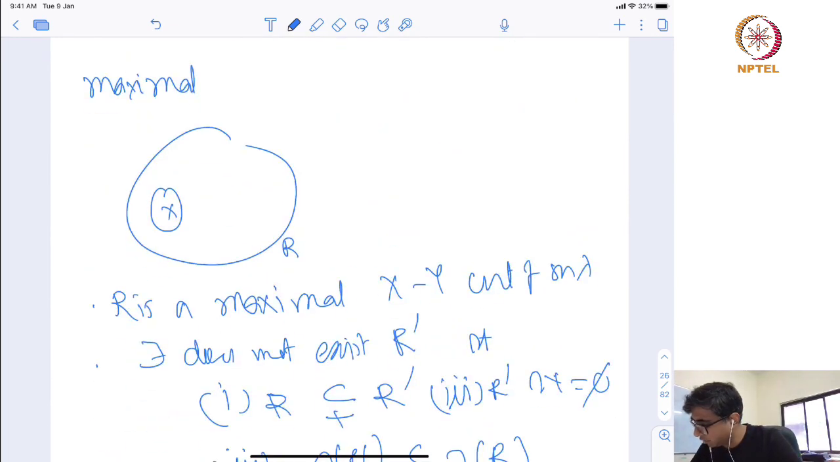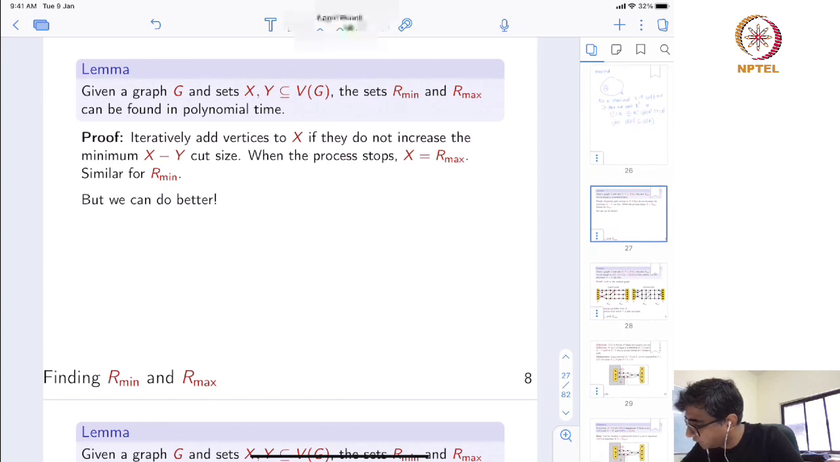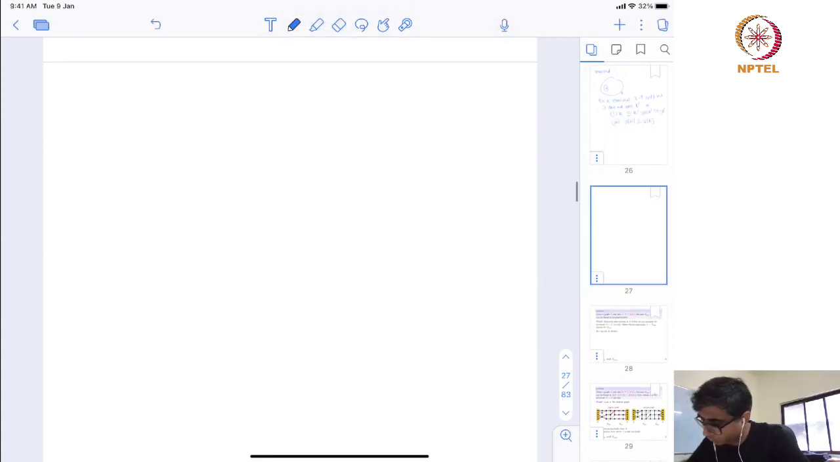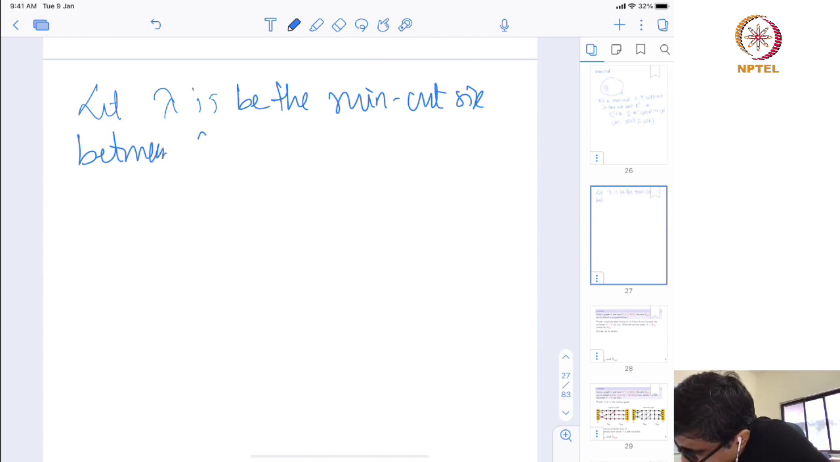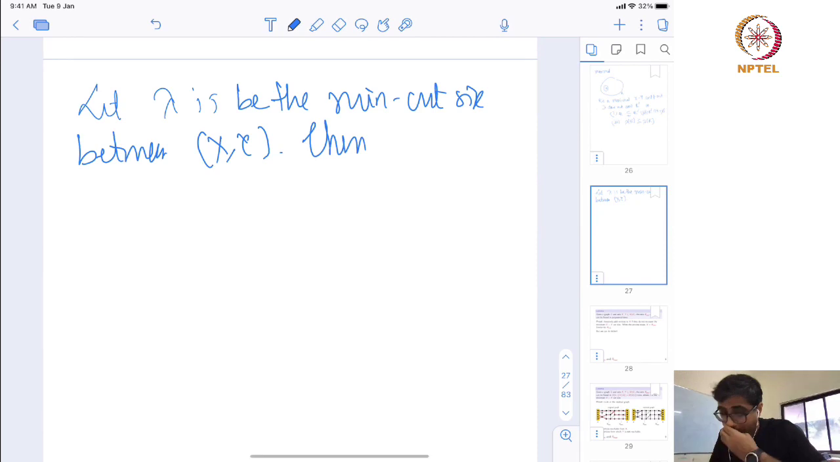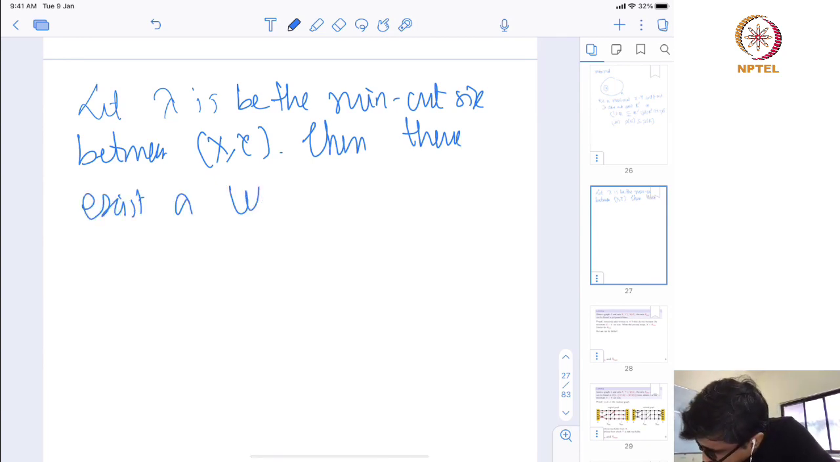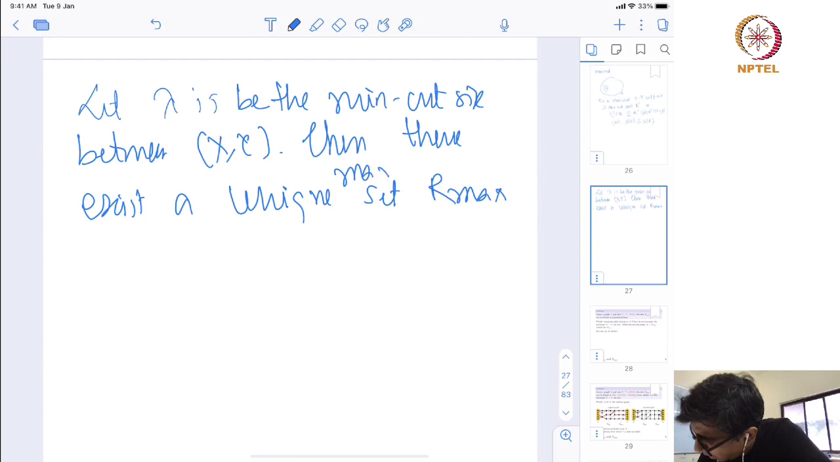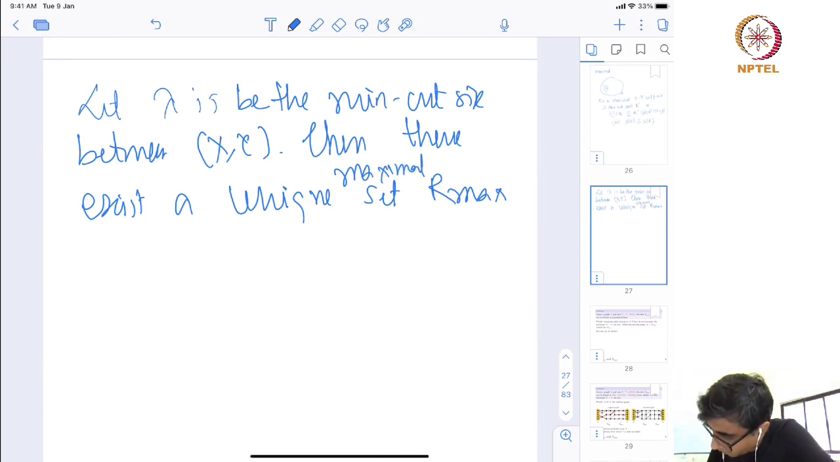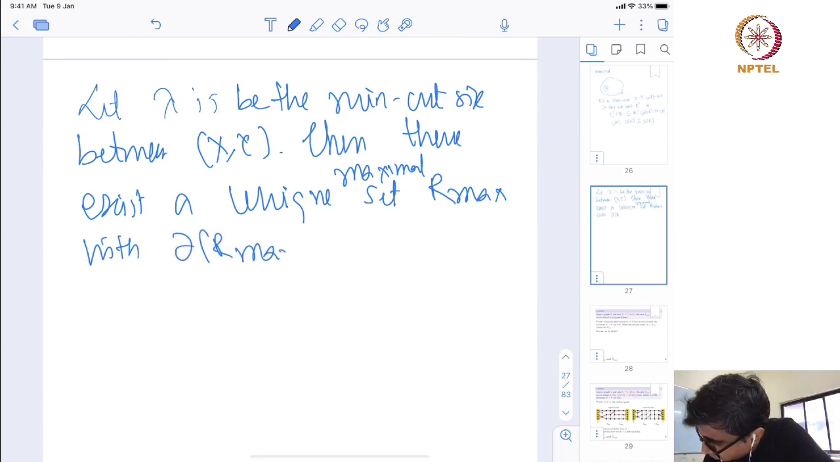Okay. So what we proved is the following. Let lambda be the min cut size between X and Y, then there exists a unique maximal set R max with delta R max equal to lambda.